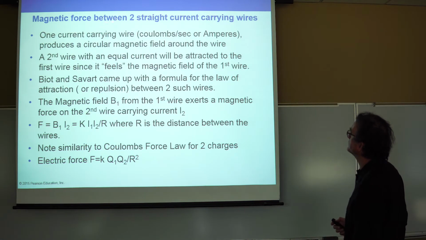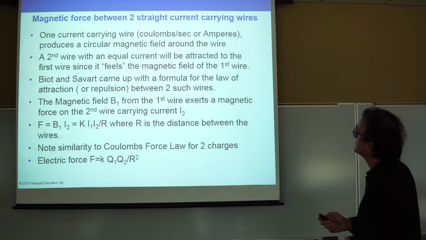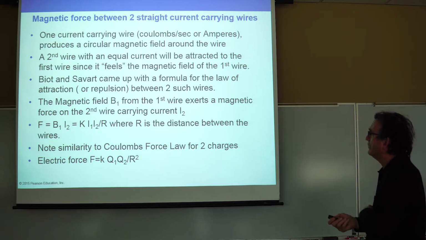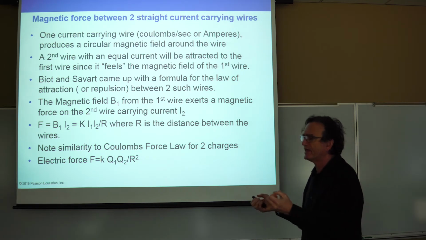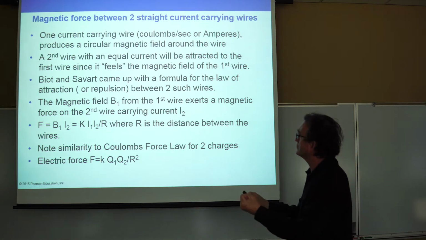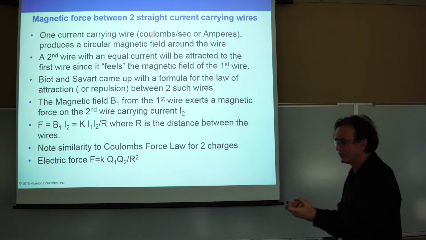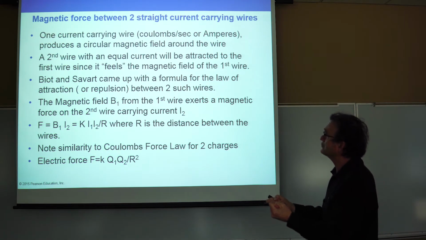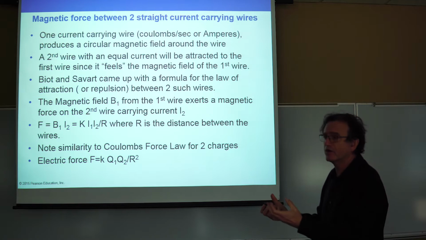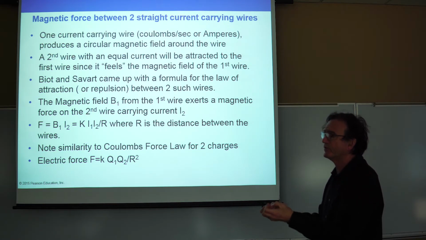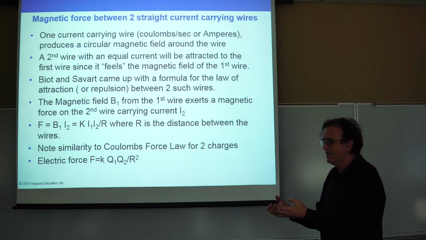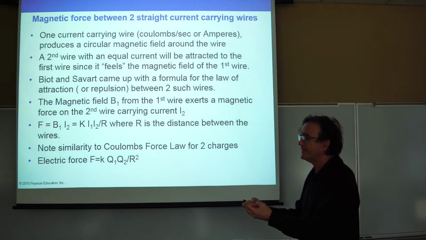So, magnetic force between two straight current carrying wires. This is the direct analogy of what we have as the attraction between two opposite charges that are sitting very, very close to each other. If the two charges are opposite, they are going to attract. If the two charges are of the same sign, and we're talking about electric fields, then they will repel each other.